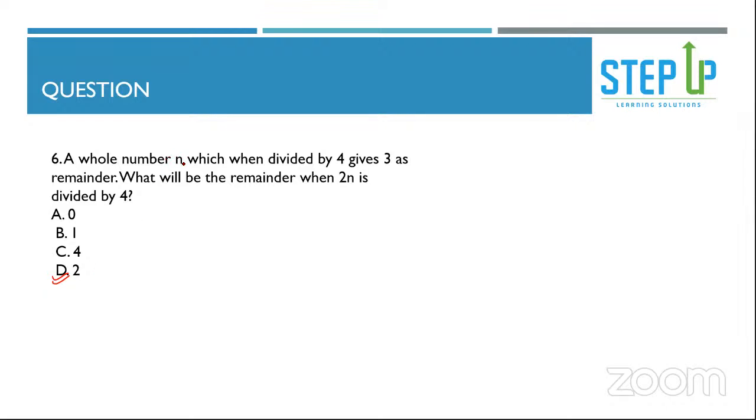Now I'll use the pen. They're saying a whole number n, which when divided by 4 gives 3 as the remainder. So what could this be? Take any number. You can take 15 also. 15 divided by 4 will give you 3 as the remainder. Let's take 2 examples. 7, and when we divided 7, that time also we got 3 as the remainder. So we'll take n equal to 7 and 15.